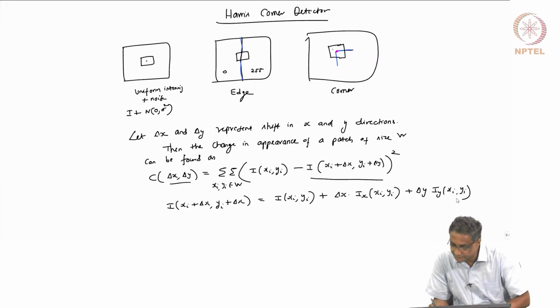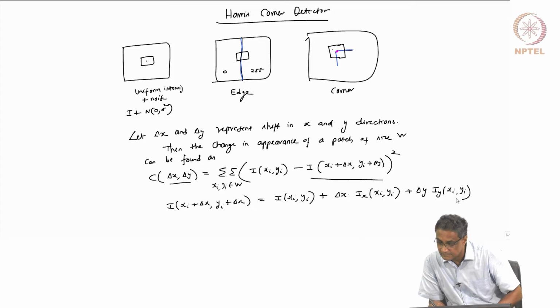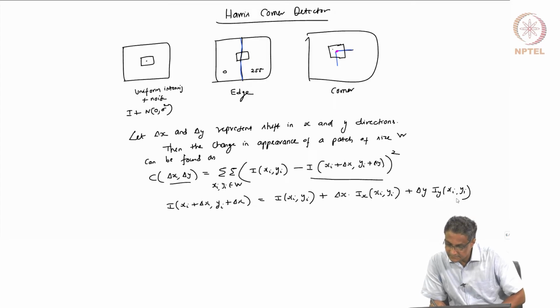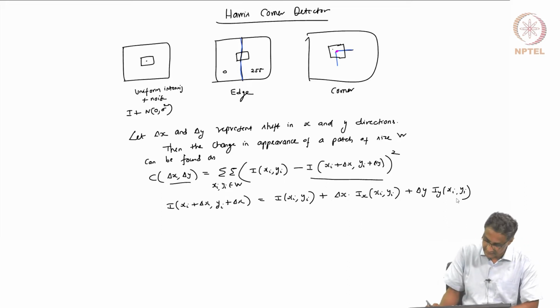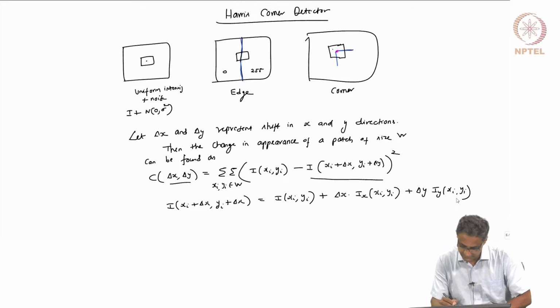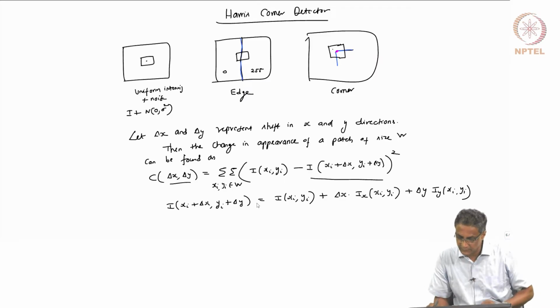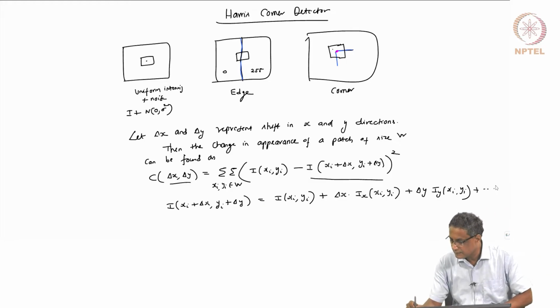What happened? Last line, I of xi plus delta x, yi plus delta y. Yeah, correct, thanks. I of xi plus delta x, yi plus delta y is equal to this one, I of xi, yi plus delta x Ix plus delta y Iy, and plus some higher order terms which we will ignore.